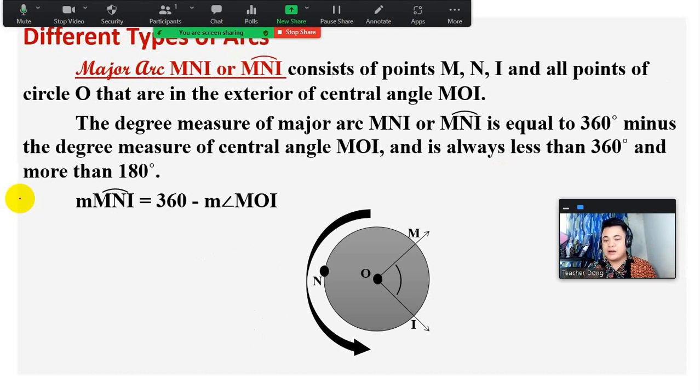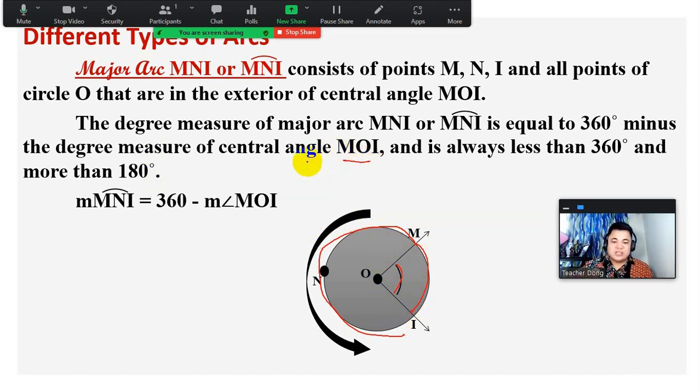Okay, so major arc MNI in the illustration, this is the major arc that we are pertaining to here. Major arc MNI consists of points M, N, I and all points of circle O that are in the exterior of the central angle MOI. So if you're looking for the degree measure of the major arc, you can just subtract the minor arc from 360 to get the major arc. So MNI is equal to 360 degrees minus the degree measure of the central angle MOI.